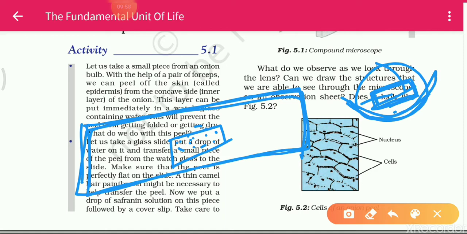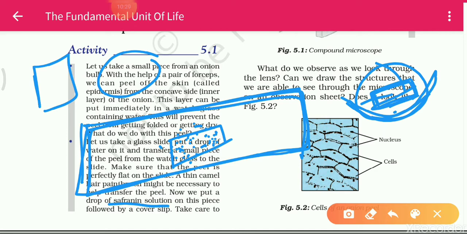And then after that we will put a few drops of safranin solution. Okay, we put the safranin solution. The safranin solution is pinkish in color. Okay, you will keep the safranin solution here and put a cover slip. Students, a cover slip comes in the shape of a square also and round also. The cover slip is also transparent and made up of glass.